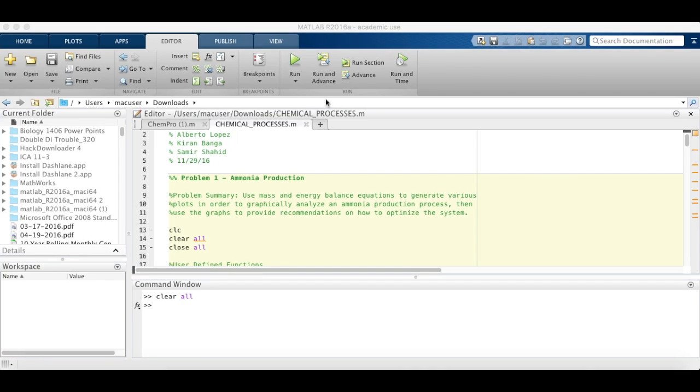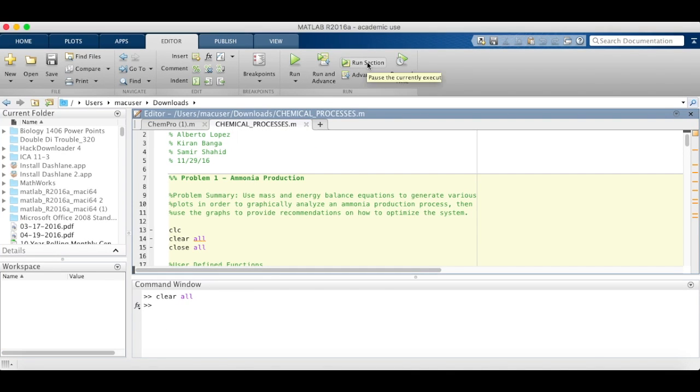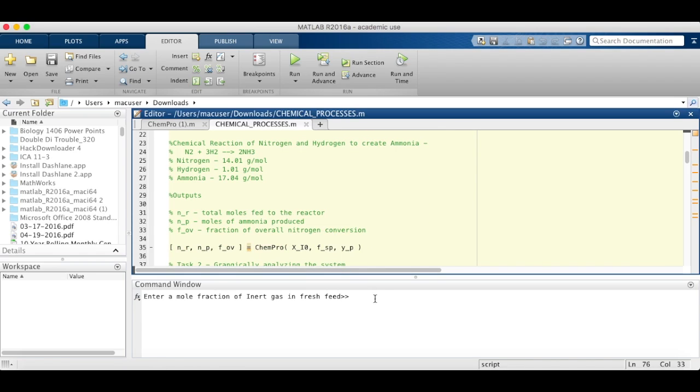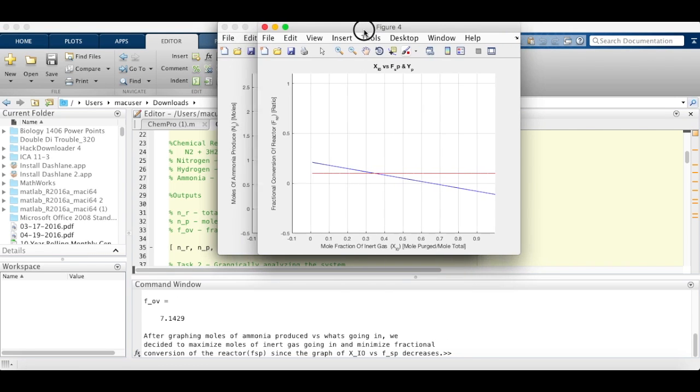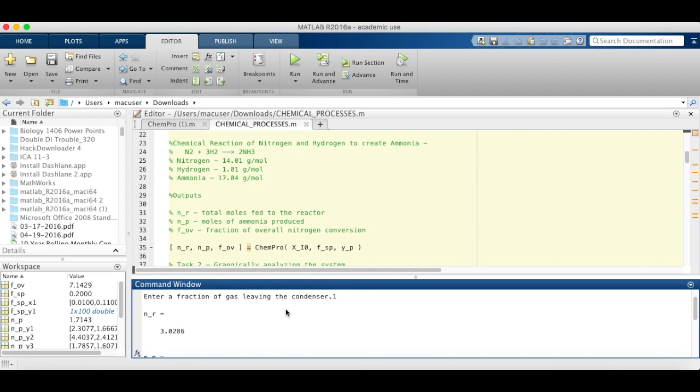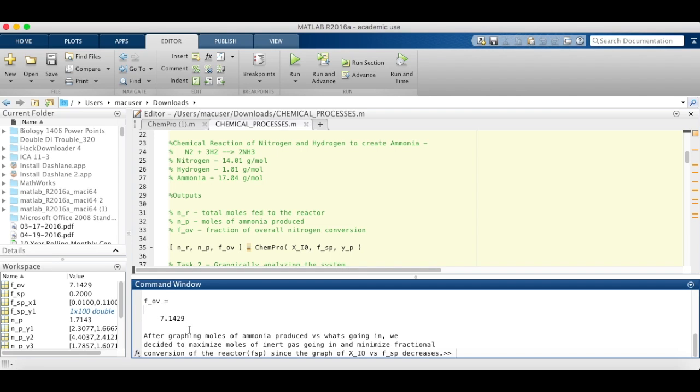And that's how we determine the cost of making ammonia. So to run my code, I'll run it. It'll ask me to enter the mole fraction of inert gas. I'll enter 0.04. Fraction conversion of reactor, 0.20. Fraction of gas leaving the condenser, 0.1. And then it'll show me the moles that were fed to the reactor is this much, and then the moles of ammonia produced this much, and the overall fraction is this.